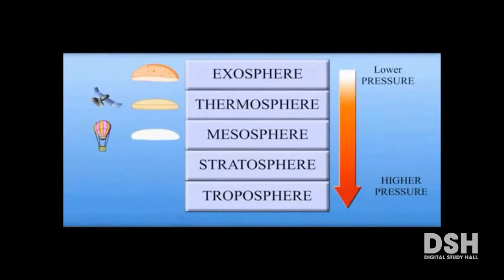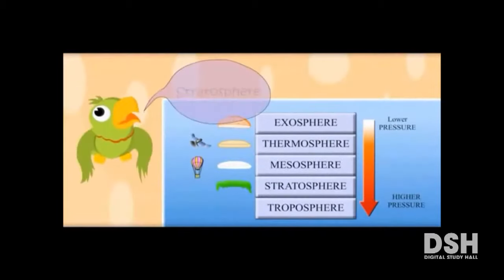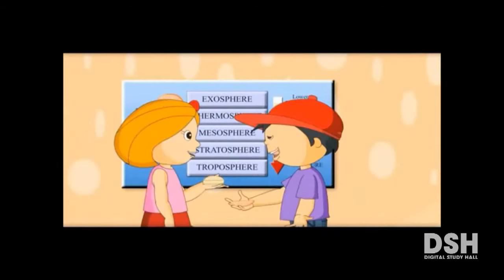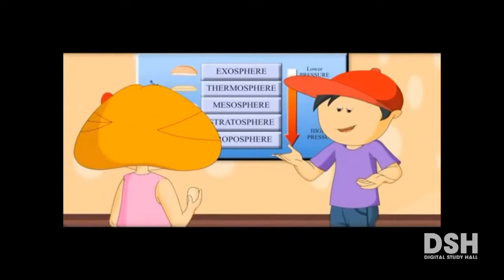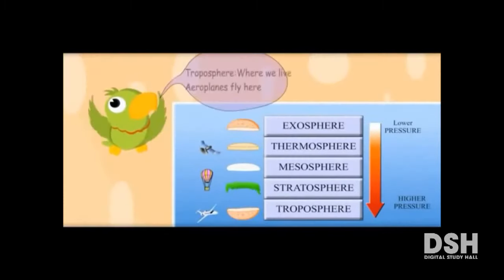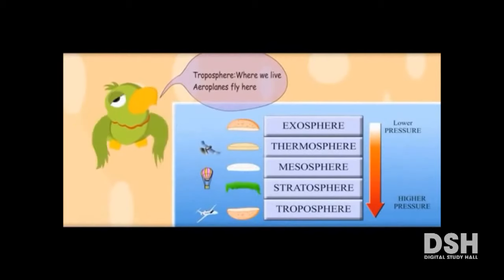Oh, aeroplanes fly here. No, aeroplanes don't fly here. To see where airplanes fly, we need to come to another layer. Stratosphere? Oh, this is the last layer. So aeroplanes fly here. Yes, air here is heaviest. This layer is called troposphere. Where we live, aeroplanes fly here.